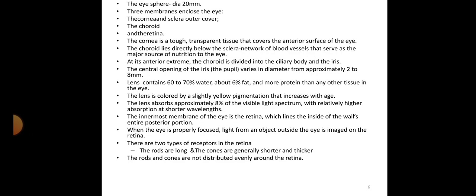There are two types of receptors in the retina. The first one is the rod and the other is the cone. The rods are long, and the cones are generally shorter and thicker. The rods and cones are not distributed evenly around the retina. The lens is colored by a slightly yellow pigmentation that increases with age. The lens contains 60 to 70% water, about 6% fat, and more protein than any other tissue in the eye.